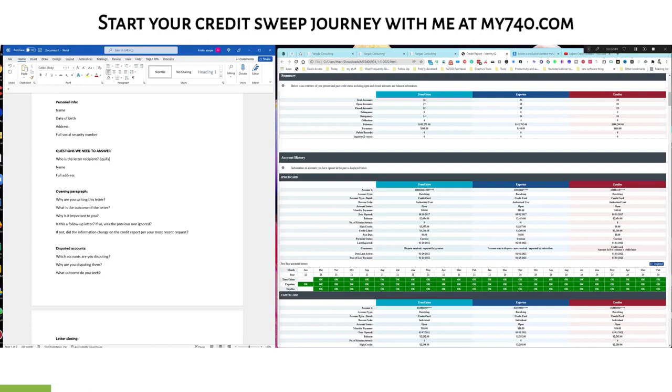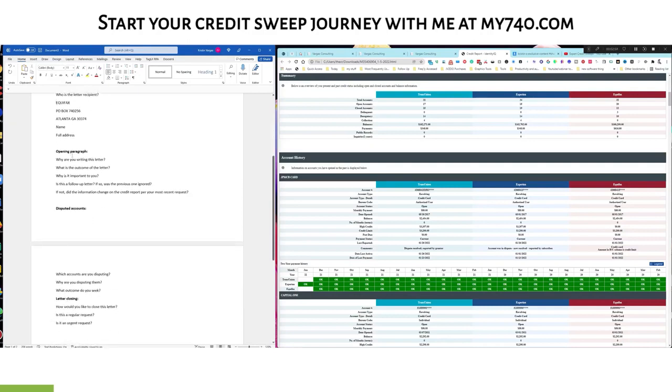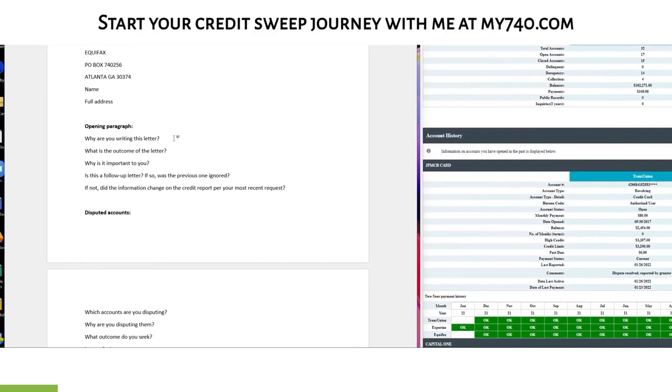So we're going to do Equifax, and I'm going to auto write that. There we go. So we have our recipient's name and their full address. Now, the opening paragraph. Why are you writing this letter? Well, let's say that we already sent a dispute letter, it was ignored, and the negative items are still on there, right? So this is going to be very, very simple.